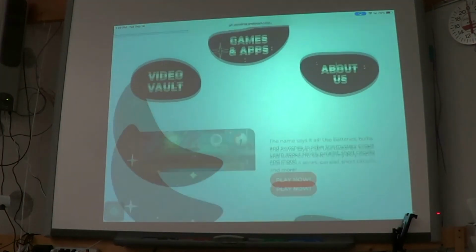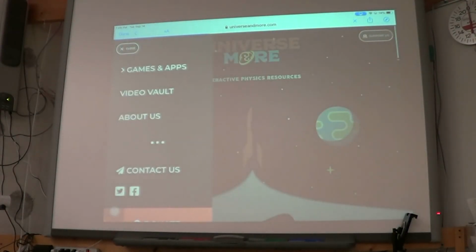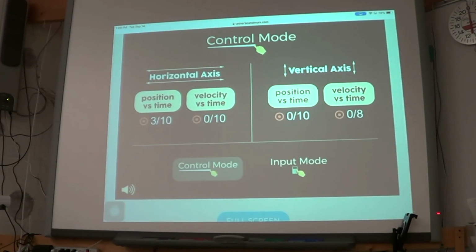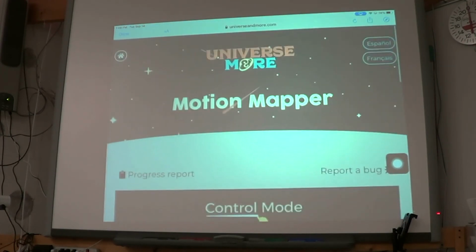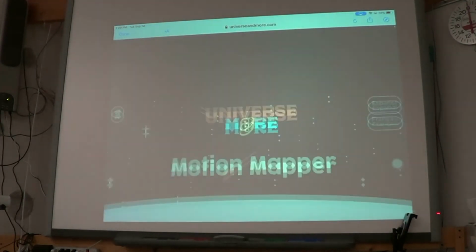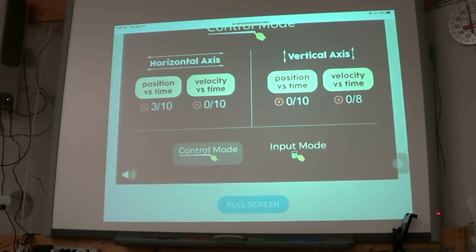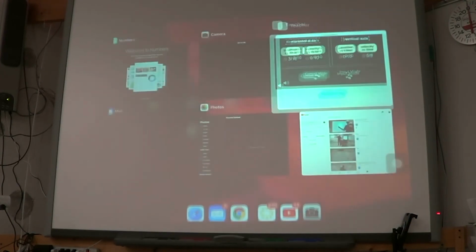And then for the other one, you're gonna go to input mode, it's still position versus time. You should be able to switch to input mode. But that one, it's not working.